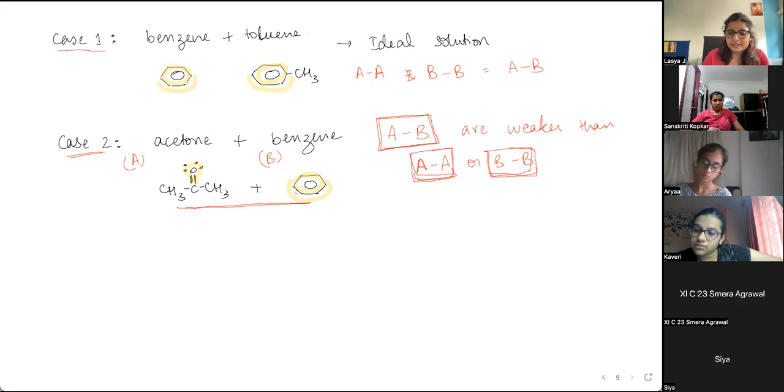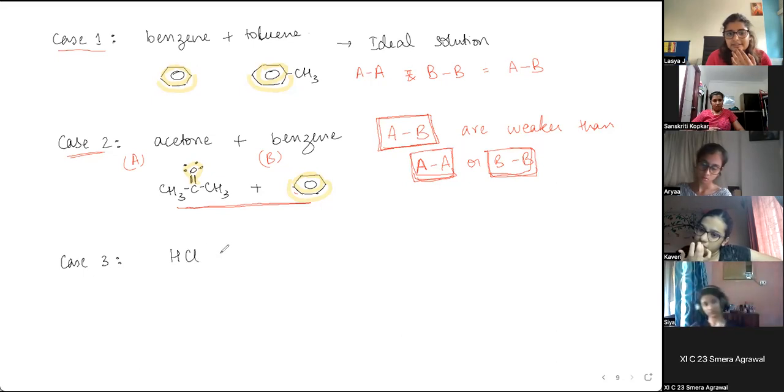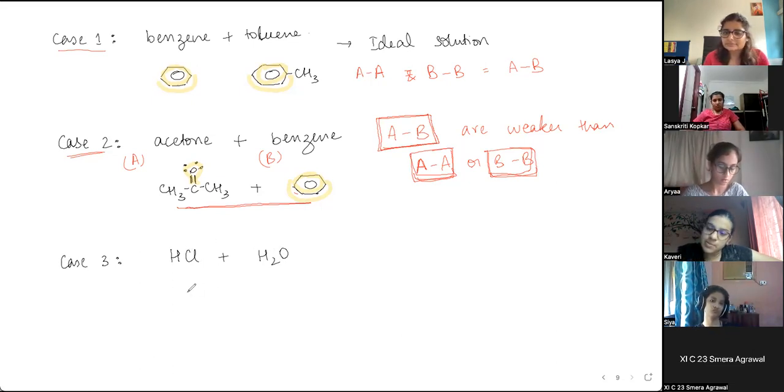Or instead of this, let me take another one that will be more intuitive. Case 3. Take any acid. Let's take HCl plus water. What happens when you add acid in water? Like you have studied acid bases, 10th tak you've done reactions and all also, right? So what happens when you add acid in water? Dissociation. Dissociation takes place. Then what else happens?